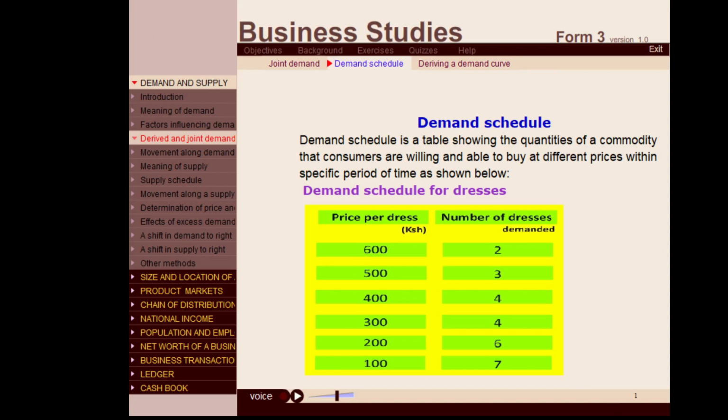Price per dress 300, number of dresses demanded 4. Price per dress 200, number of dresses demanded 6. Price per dress 100, number of dresses demanded 7.